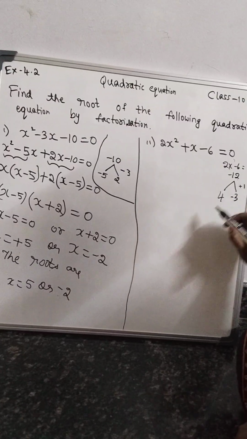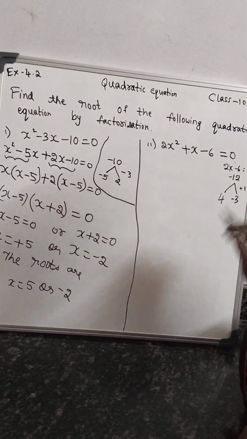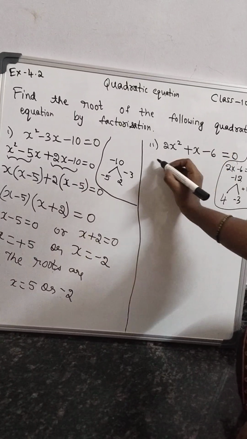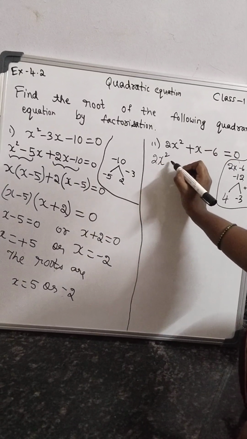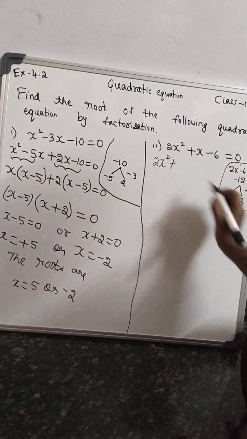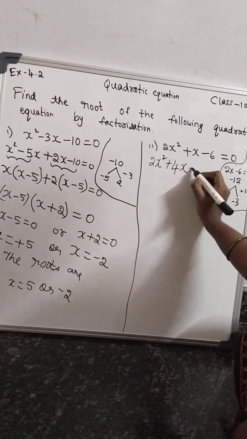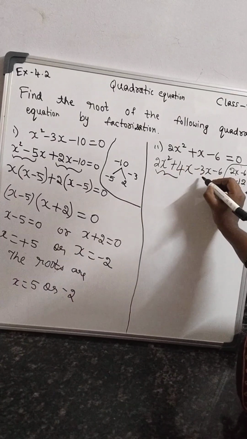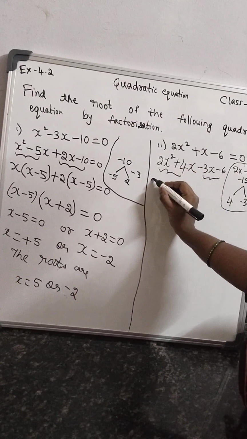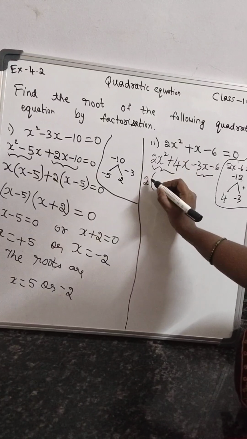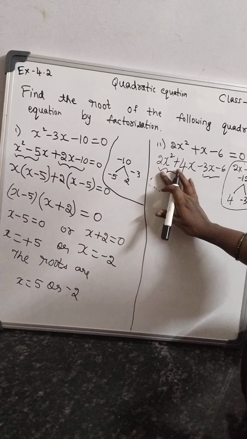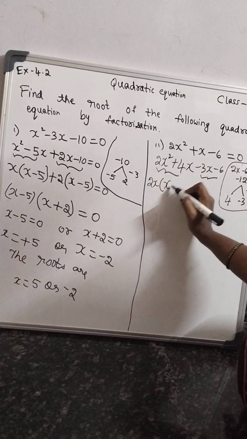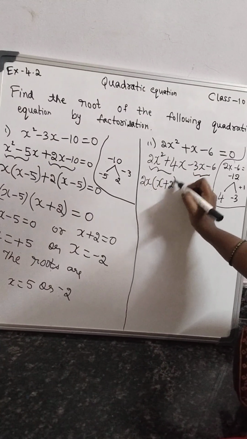Now we have to check for this. So 4 minus 3 is plus 1. So all the conditions are satisfied. Now I can apply this for splitting the middle term. That is 2x square plus x can be written as 4x minus 3x minus 6. Now I will group two terms together. Now I will take 2x as common. If I take 2x as common, here x will be remaining and here 2 will be remaining.